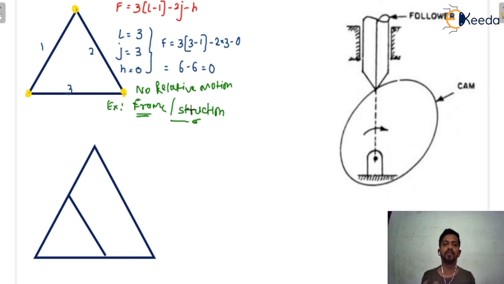Now you are able to understand how we can solve degree of freedom questions. Now we are going to consider another example. In these questions you first have to write the formula again, so that it is easy to remember and there is no confusion if you write the formula again and again. 3 into (L minus 1) minus 2j minus h. I can write here minus fr. Yes or no? Let's see.